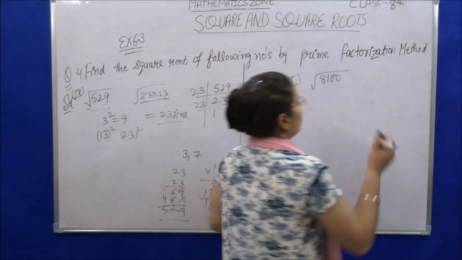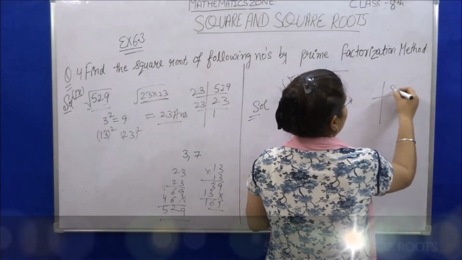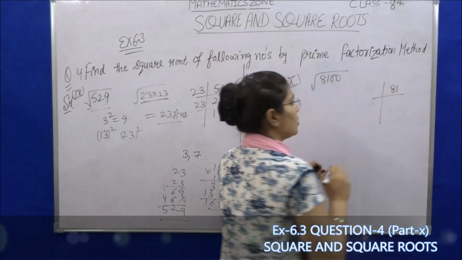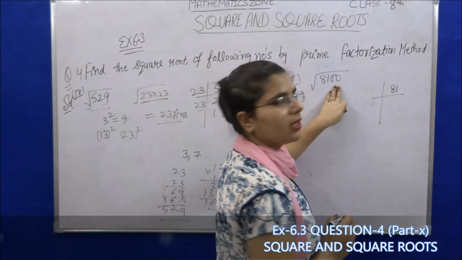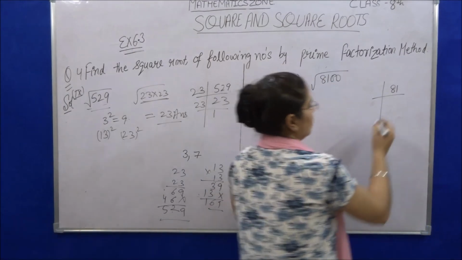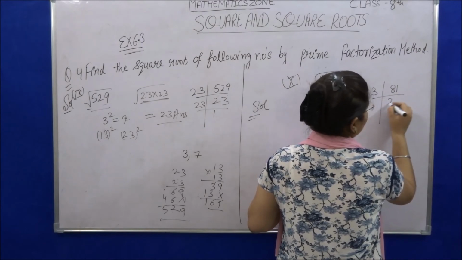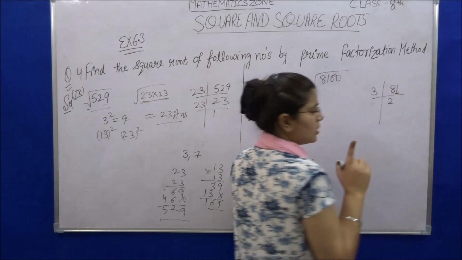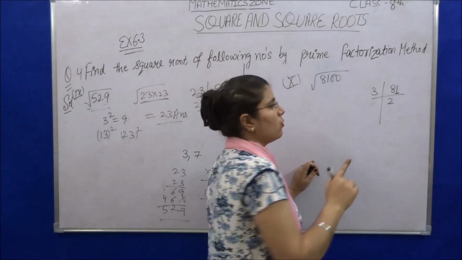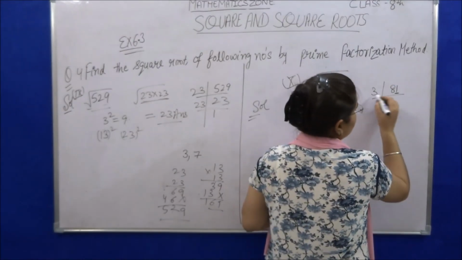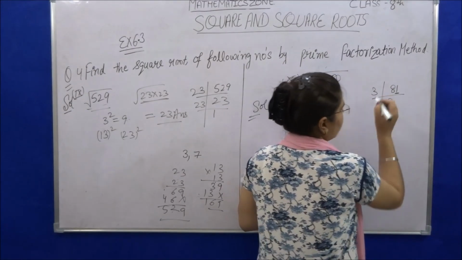That's all. Now let's do the square root of 8100. Now instead of taking 8100, we will choose 81. So here, because the unit digit 1 is present, we will not take 2 as a number. We will choose the next number, that is 3.